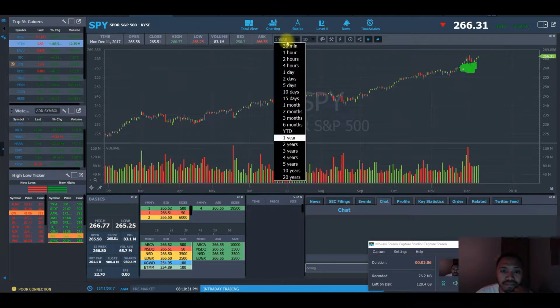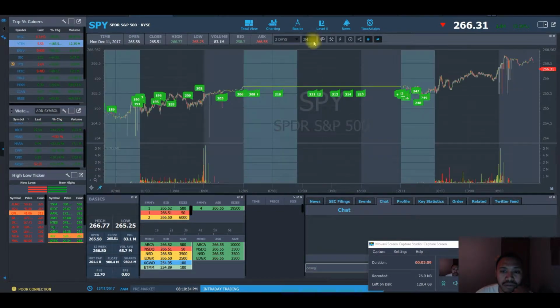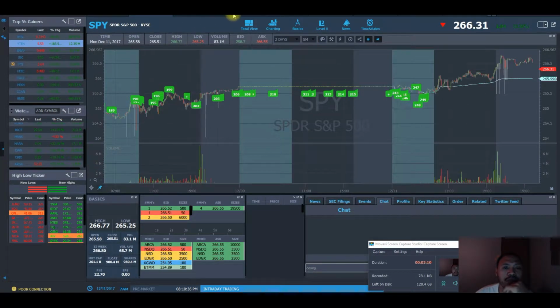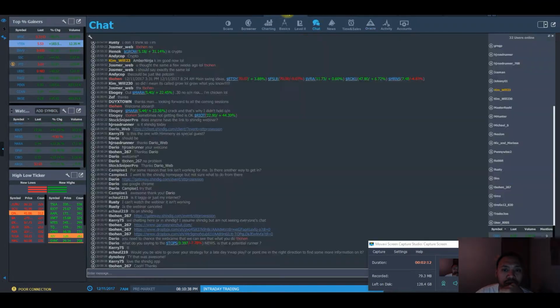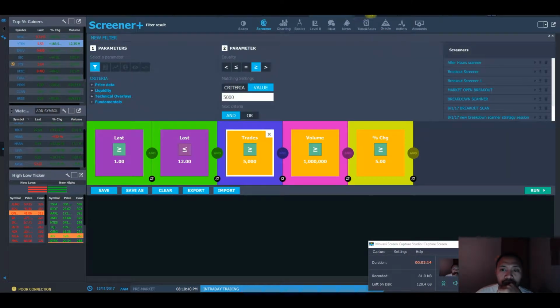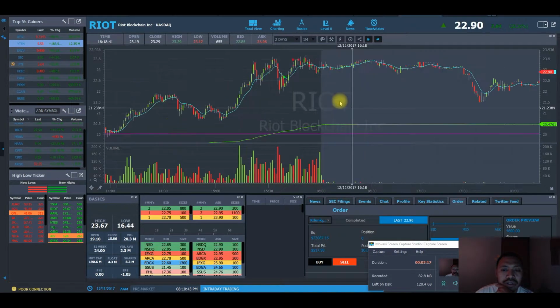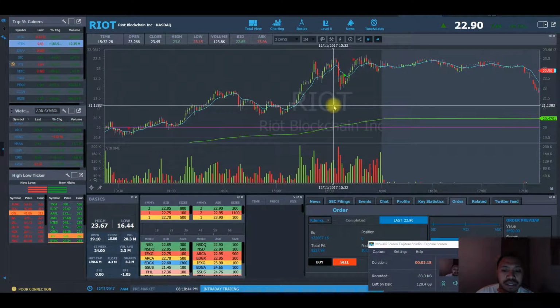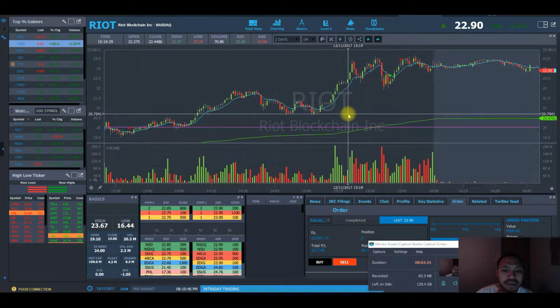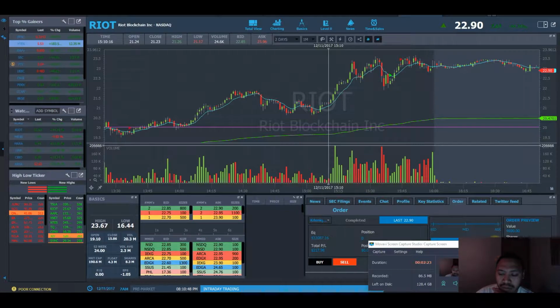And leave it on the 5 minute. So this is the Oracle chat room screener. You don't need none of that. So these are the stocks I traded today. And let me move this out the way. Show you how much I made.